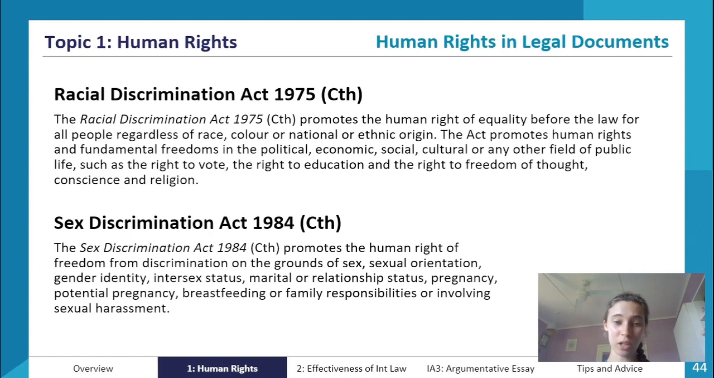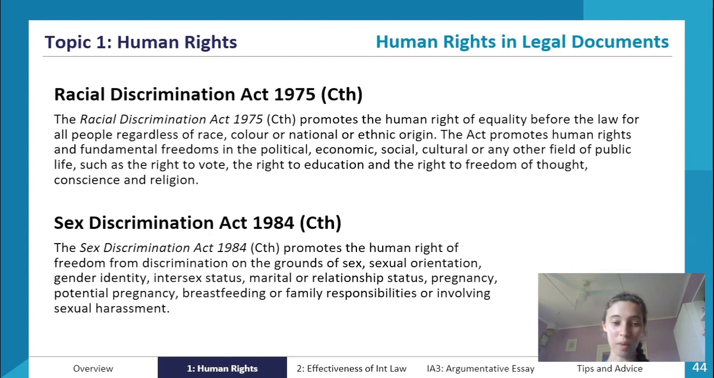Our Sex Discrimination Act from 1984 is promoting the human right of freedom from discrimination again, but this time on the grounds of sex, sexual orientation, gender identity, etc. Keeping in mind that it's quite wide ranging, I suppose. It's also your marital status, whether you're pregnant or not.